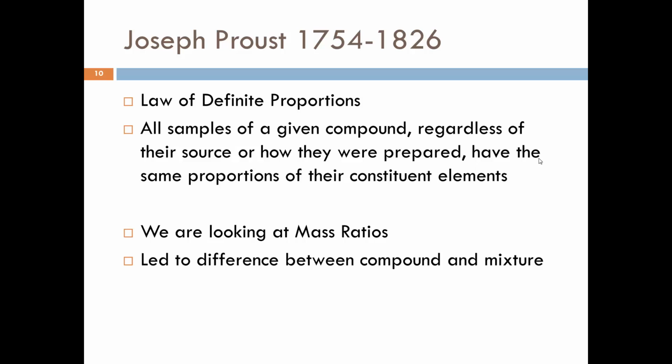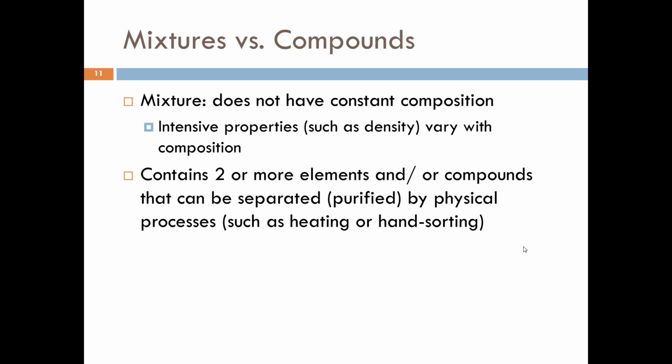Then Joseph Proust, from 1754 to 1826, came up with the law of definite proportions. This states that all samples of a given compound, regardless of their source or how they were produced, have the same proportions of their constituent elements. So we're looking at mass ratios when we're looking at the definite proportions. And this led to the difference between a compound and a mixture. A mixture does not have constant composition.